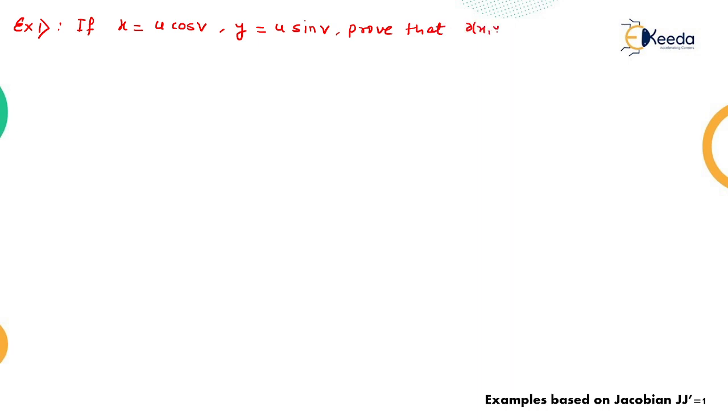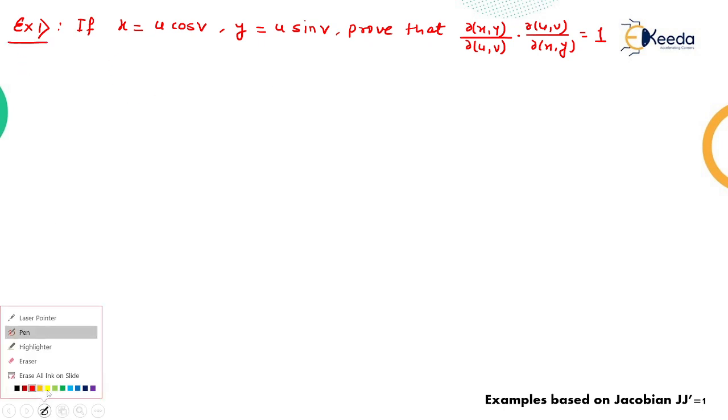∂(x,y)/∂(u,v) into ∂(u,v)/∂(x,y) will equal 1, means the result should be equal to 1. So let me start how to solve. Solution here.